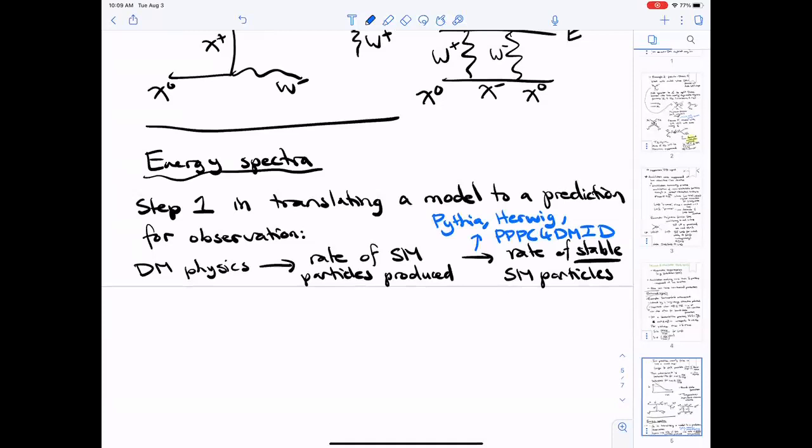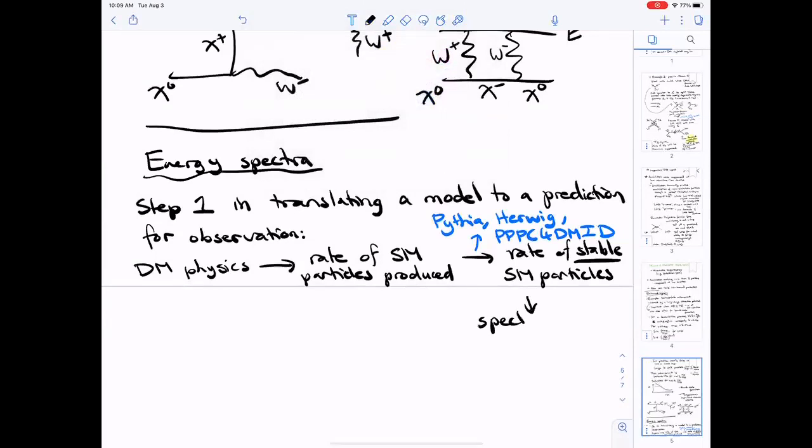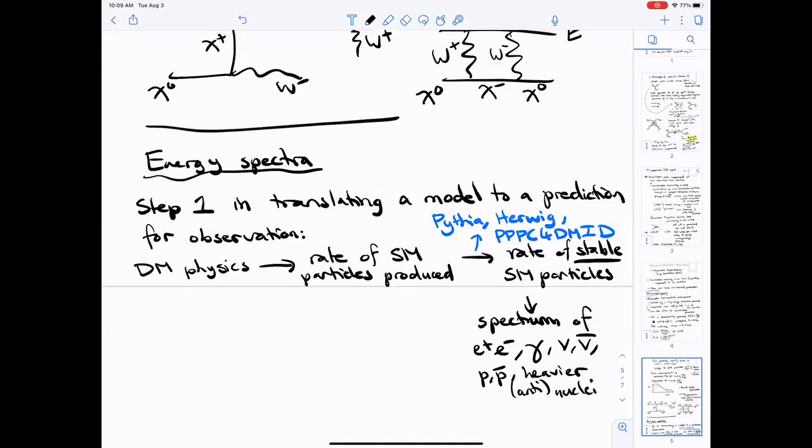So that step is figuring out when I inject W bosons or quarks, electrons, or taus or muons, whatever, how do they decay? And the output will be some spectrum of the stable standard model particles. So that's electrons, positrons, photons, neutrinos, antineutrinos, protons, antiprotons, and heavier nuclei and antinuclei. Okay, so this step is all particle physics, has nothing to do with astrophysics, but this is usually your initial step from looking at any indirect detection signal.